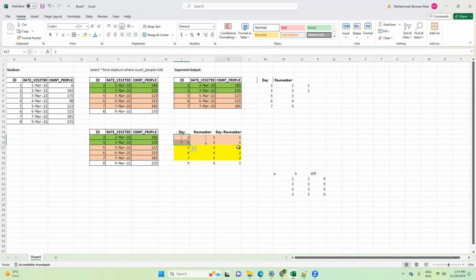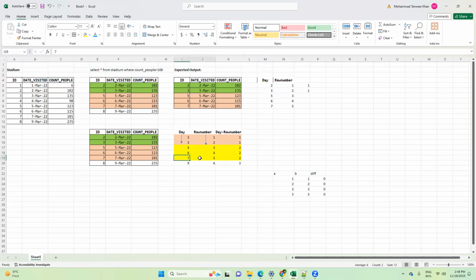Now in this sequence, in the yellow part, what is happening here? This is 2. Why? Because this was 5, this is 3. 5 minus 3 is 2. Now here again the difference is constant, right? And we know when the difference will be constant: either the two values are the same or they are getting incremented by the same amount. So if this row number is getting incremented by 1 only, then day must also be getting incremented by 1 only. That's why the difference is constant.